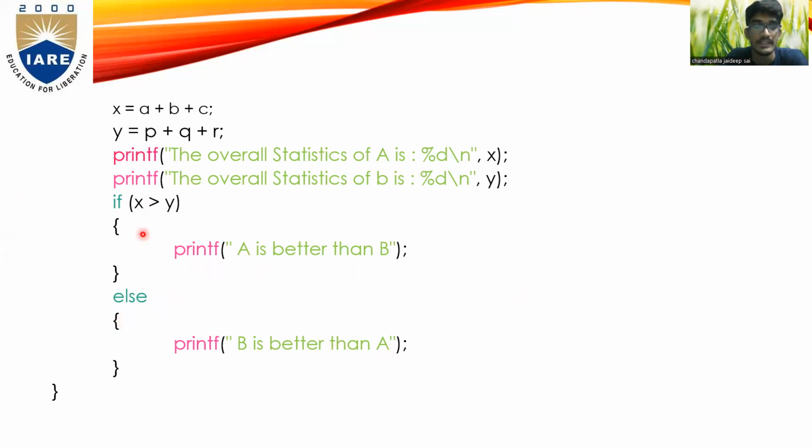So here x is the statistics of A and y is the statistics of B. Now it will check the condition on the A and B values. If this condition is true, then this statement will be executed. Otherwise, if this condition is not true, then the else block will be executed. So I made this code to be executed like this.